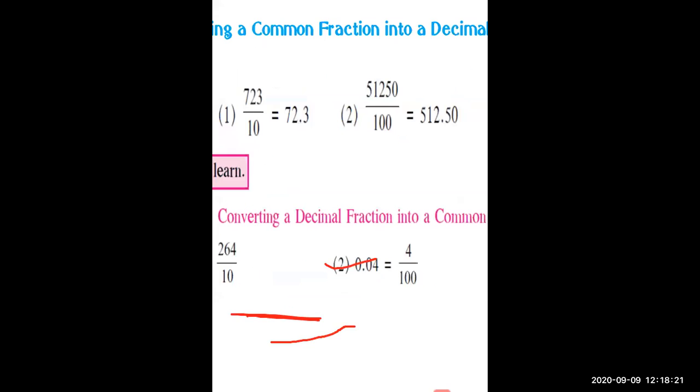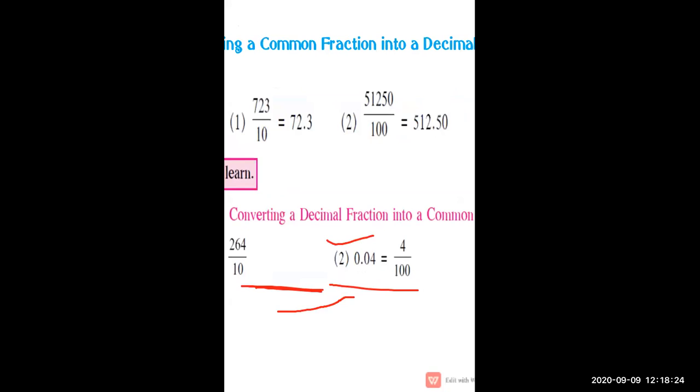Now see the next sum, the second one, 0.04. First we will see after how many digits the point is given. Here, after 2 digits the point is given, but the answer is only 4. As I told you, you have to put 0, because whenever there is 100 or 1000, put 0 for writing the answer. But the main answer is only that number, 4. And downward, after 2 digits, it is in the form of 100. So the main answer is 4 upon 100.